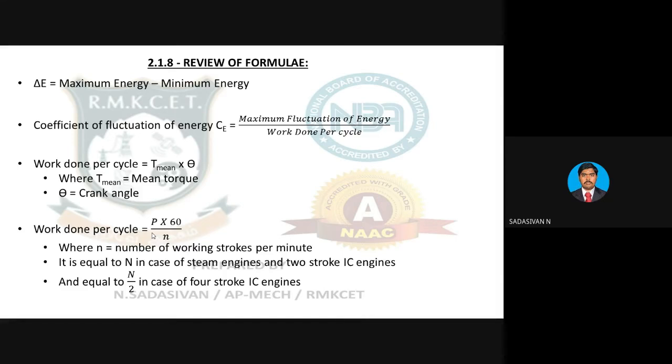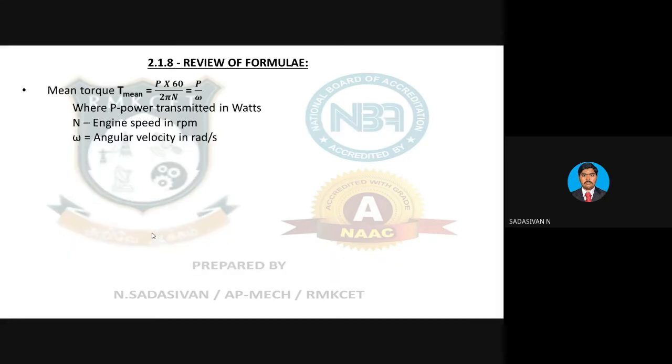Work done per cycle, where number of working cycles is small n, is P into 60 by n. That is, work done per cycle equals power into 60 by number of working cycles. Mean torque is P by omega. Mean speed during the cycle in RPM is N1 plus N2 by 2. What is N1? The lowest possible speed, and N2 is the highest possible speed, or the other way around. You take an average, you will get the mean speed.